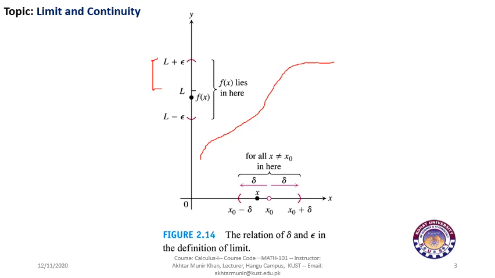Then for every epsilon, as we have studied the definition, whenever x belongs to x0 minus delta and x0 plus delta, which is this interval, then the function value f of x will lie in this interval, which is L minus epsilon and L plus epsilon. We will discuss it in detail in our coming slides.